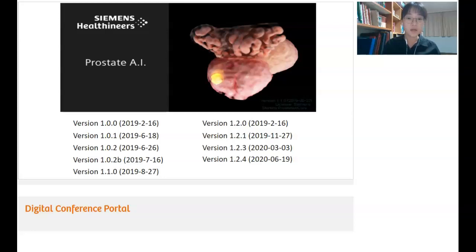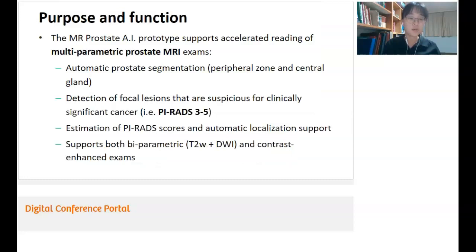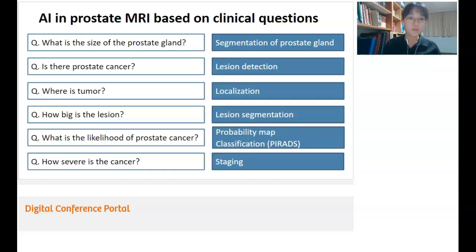I could use AI prostate at the beginning of the development. The first version was released in February 2019. After that, update versions were released very rapidly. The MR prostate AI prototype supports accelerated reading of multiparametric prostate MRI. The prototype provides automatic prostate segmentation. It detects focal lesions that are suspicious for clinically significant cancer and classifies the lesions according to PI-RADS. So AI prostate can answer most of the clinical questions.